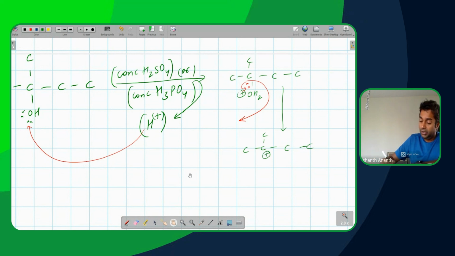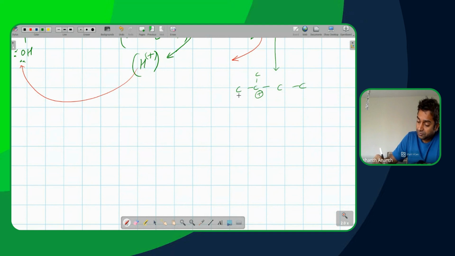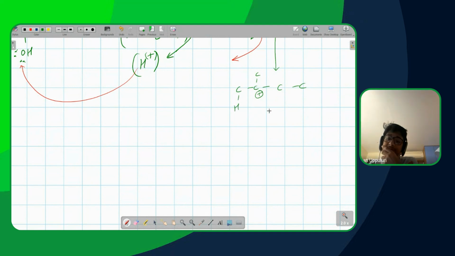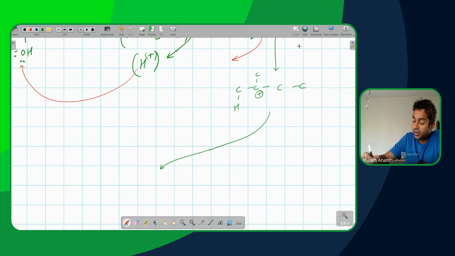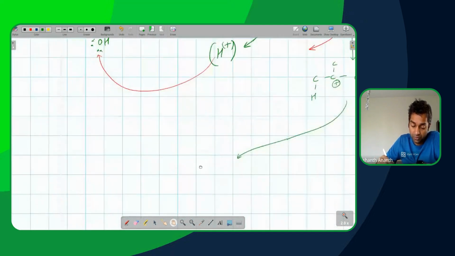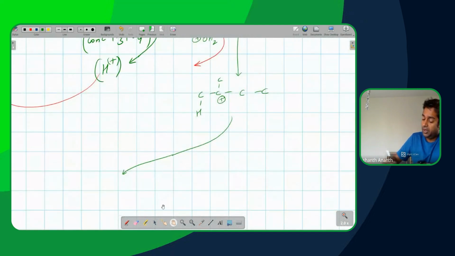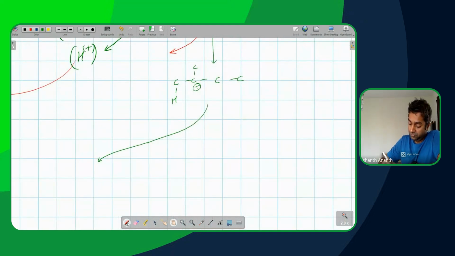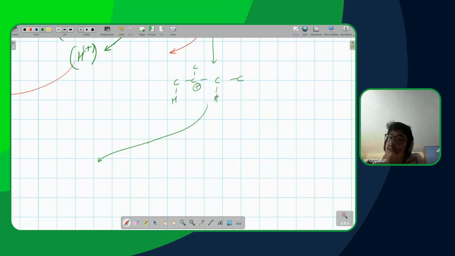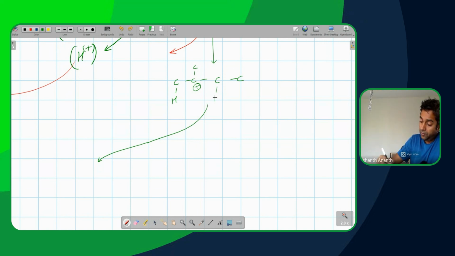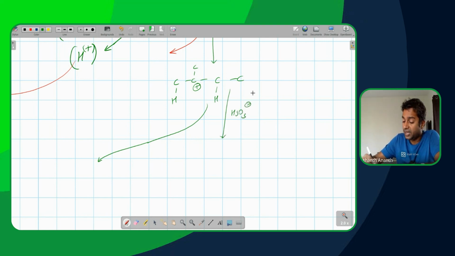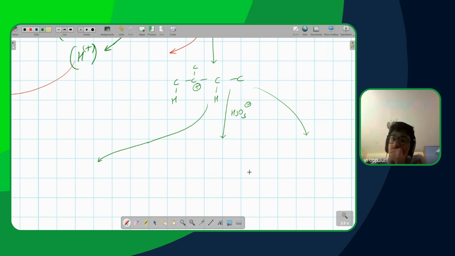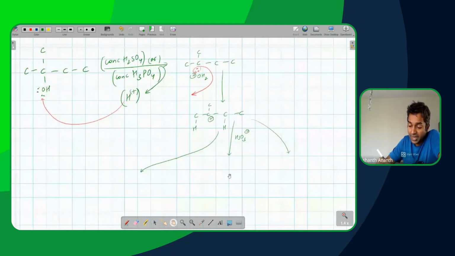Okay. And now is when things get interesting. Here is where your teacher has not really given you proper information. What are the pathways available right now? The HSO4 minus could come and attack. So he has discussed other possibilities as well to an extent. So HSO4 minus can come and attack. Then what else can happen?